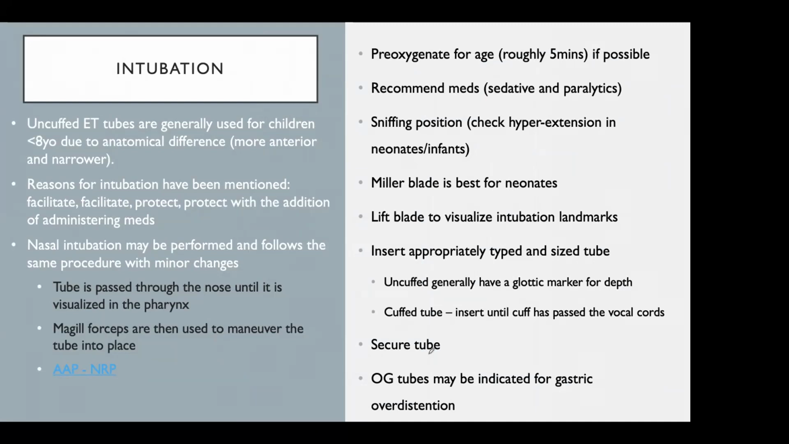Nasal intubation may be performed and follows the same procedure with a couple minor changes. The tube is passed through the nares, nasopharynx, until it is visualized in the pharynx. You take the Magill forceps at this point, which are curved forceps, into the mouth, grab the tube and move that tube into place. I've never performed nasal tracheal intubation. It is quite medieval looking, though. I've sat in on a few of those.